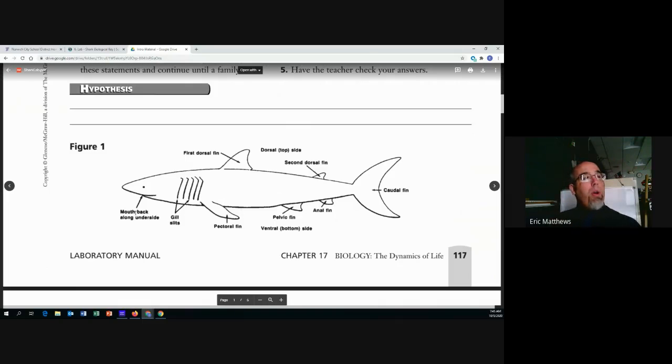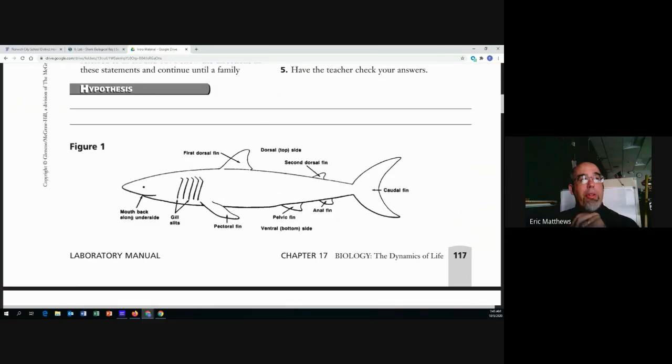It's also important to know that for most sharks, the mouth is what we call back along the underside. So it's not right at the front. It's not right here at the nose of the shark. It's back along the underside of its head. It would be like us if our mouth was down here underneath our chin. That's kind of how their head is structured.